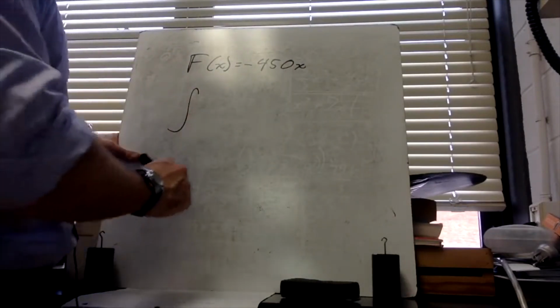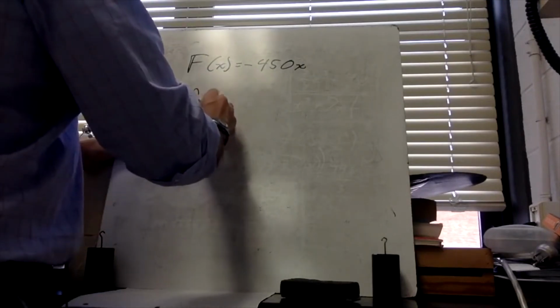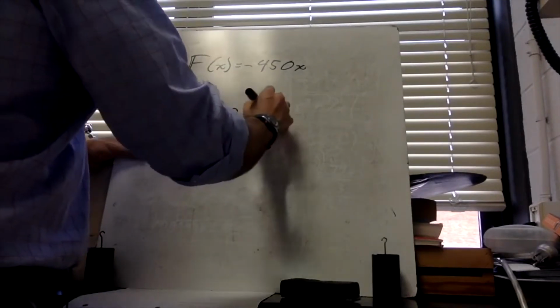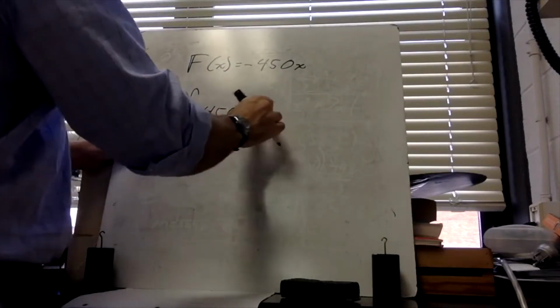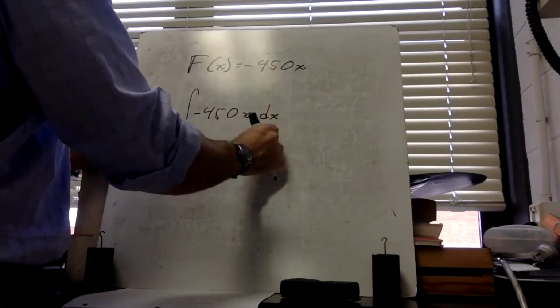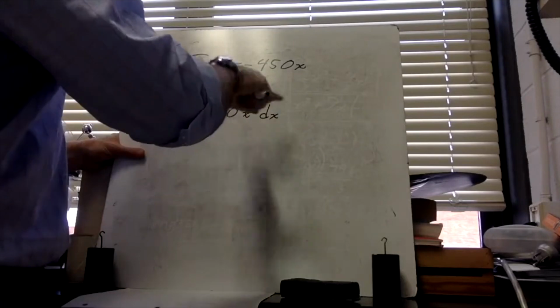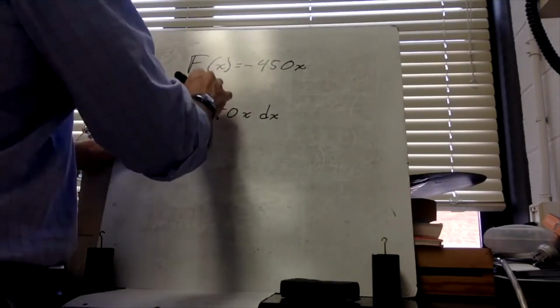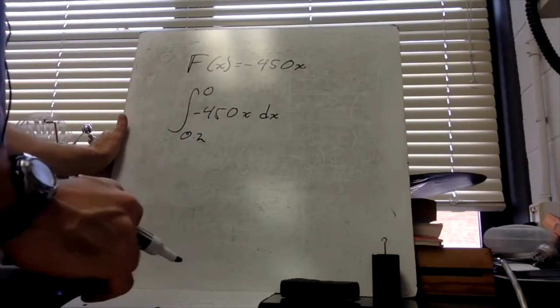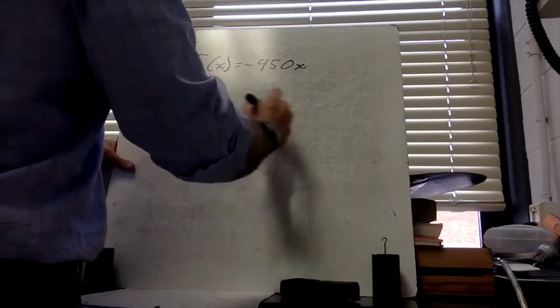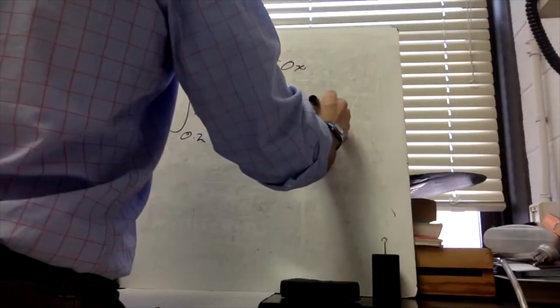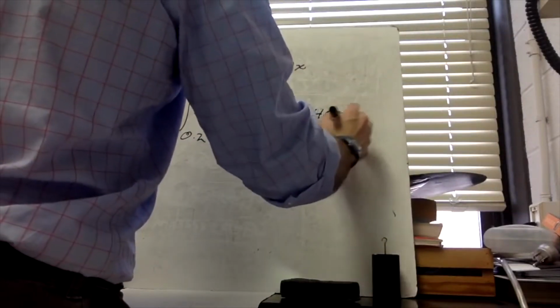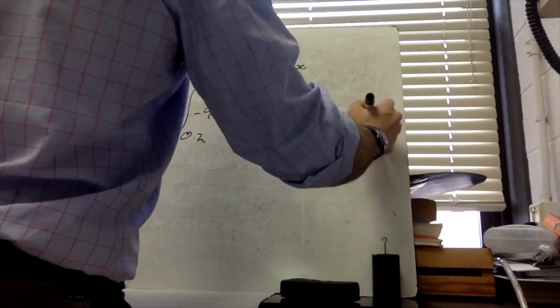And so this ends up becoming the integral of negative 450 x dx, multiplying the little horizontal pieces by the heights. This is the function. This gives me the height on the graph. And I'm going from 0.2 to 0. So this ends up just becoming negative 450 over 2 x squared.